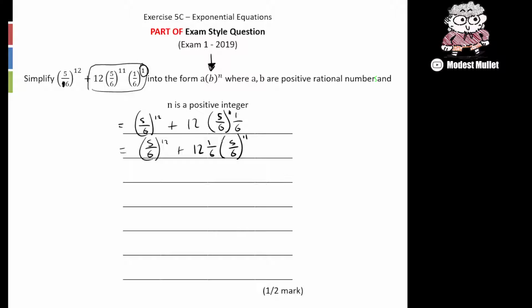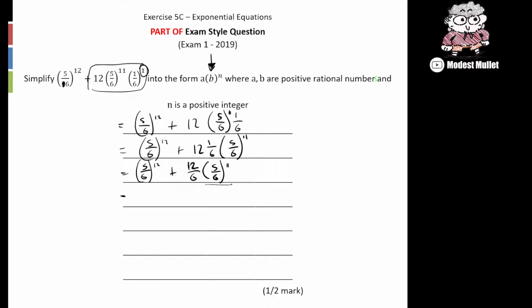So we've now just got 12 times 1 on 6, which we can also write as 12 on 6, 5 on 6 to the power of 11, which is equal to 5 on 6 to the 12 plus 12 on 6. Actually, I'm just going to leave it like that. I'm going to leave it as 12 on 6. We could simplify it to 2, but I'm going to leave it at 12 on 6, and you're going to see why in a second.